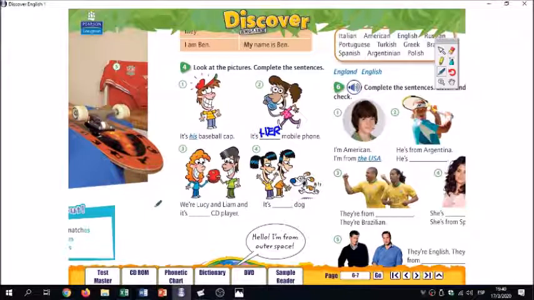Now, what about picture number 3? It says, "Will Lucy and Liam and it's..." So we have two people here. Tenemos a dos personas. And look, we is the personal pronoun, the subject pronoun. Si we es el sujeto, en este caso de la oración, ¿cuál sería el adjetivo posesivo? Very good. It's our CD player.